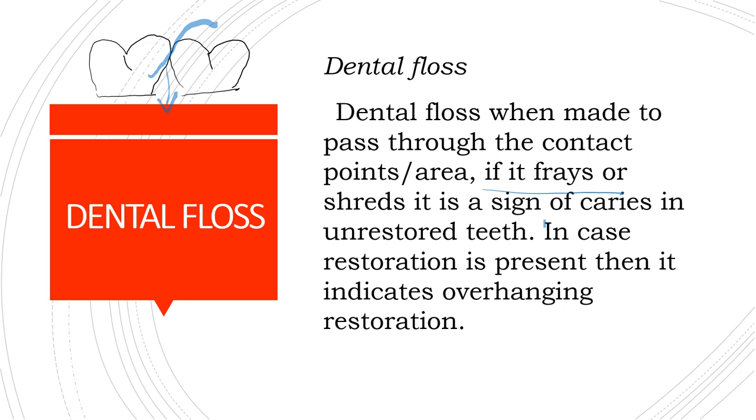Now, supposing the tooth was restored like this, a restoration was present. And when we pull the floss up, the floss frayed or was torn, then it would indicate that there is an overhanging restoration present there.